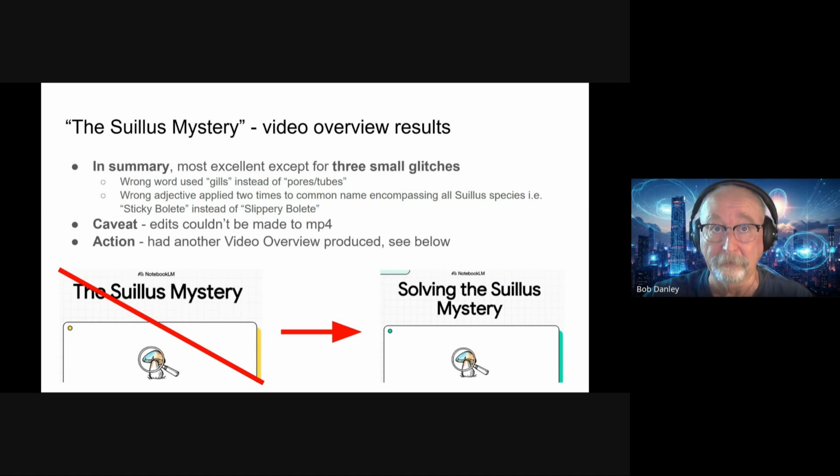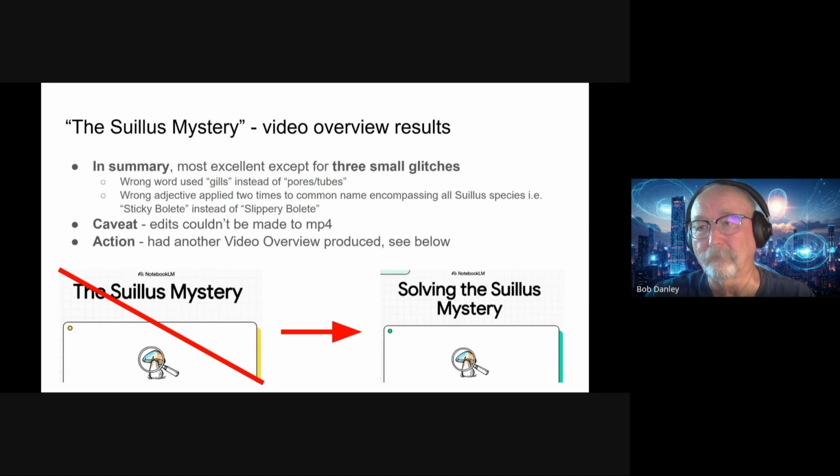Number two problem, it used the wrong adjective a couple times to actually apply a common name for all Suillus species. And they aren't really considered as a group sticky boletes. They're instead considered slippery boletes. That seems kind of picky, but let me tell you, that is really true. Many of these mushrooms are really slippery or slimy, and so that is really an important way to classify them.